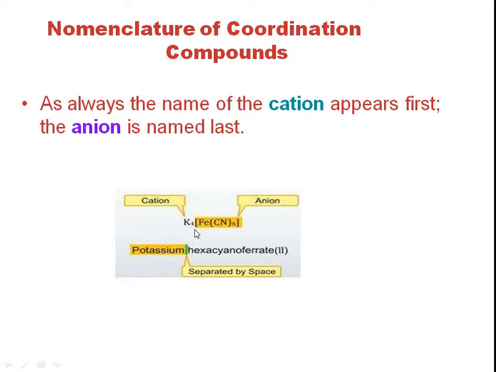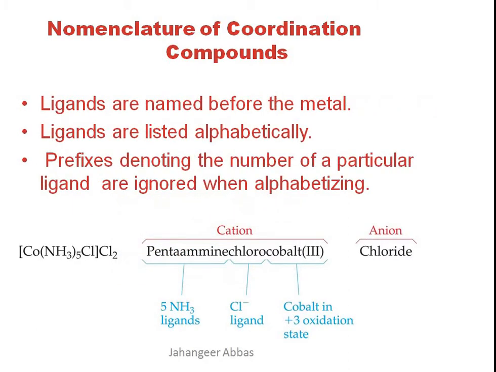Whether it is a simple cationic part or a complex cationic part, always we will name the cationic part first. As we know, there are two types of species in the complex part of a coordination compound. These are ligands and central metal atom.